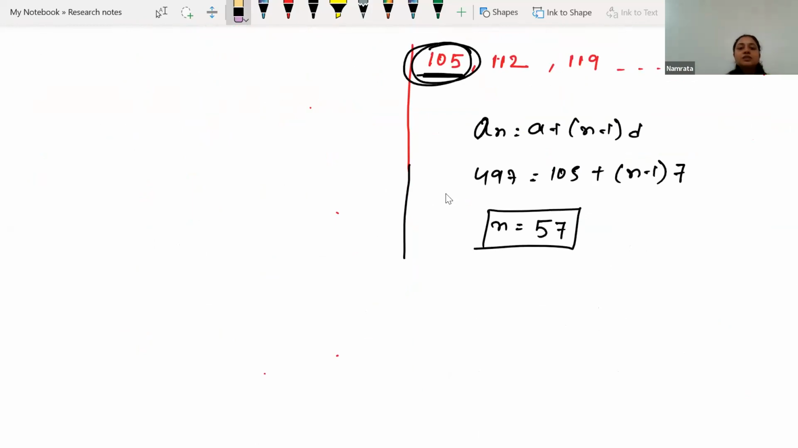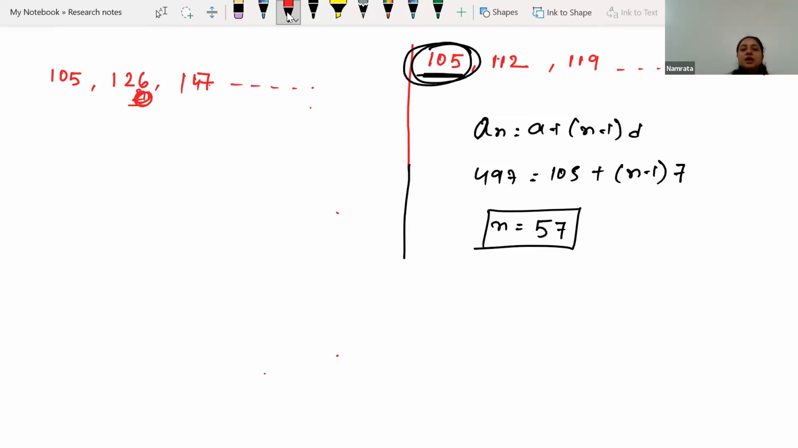The first term, as you can see, is 105 only, right? Yes, ma'am. Now the next term will be 21 more than that, so it will be 126. Clear? The next term will be 21 more than this, so 147. Okay. What will be the last term?